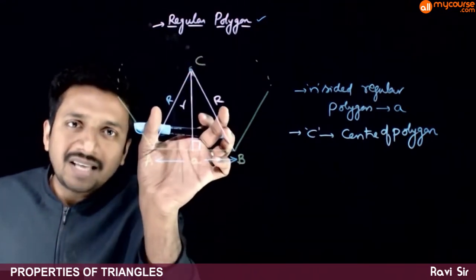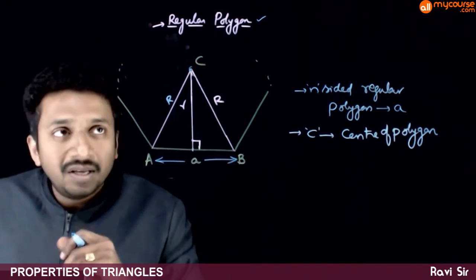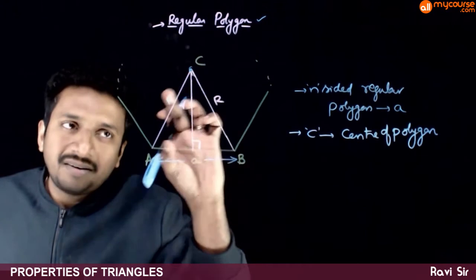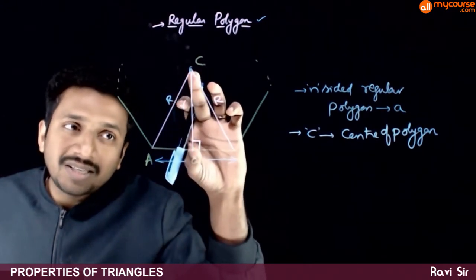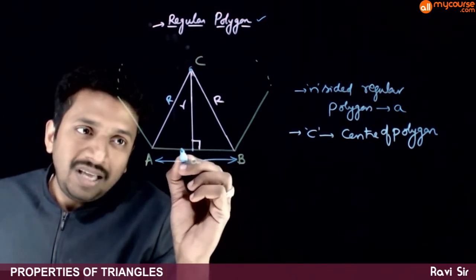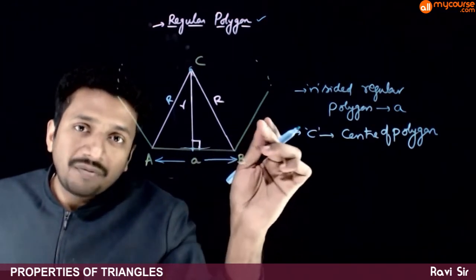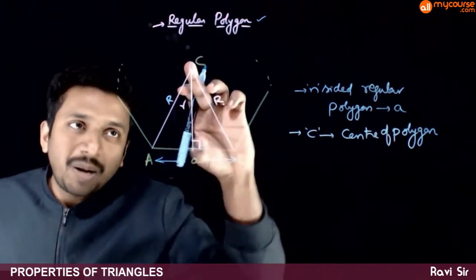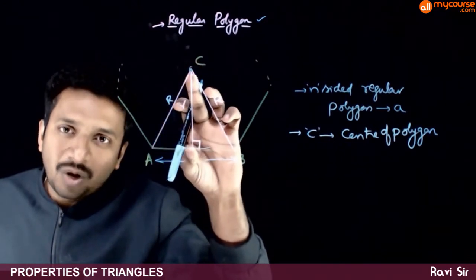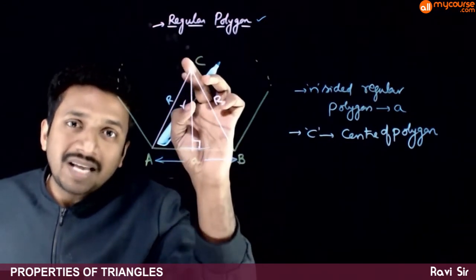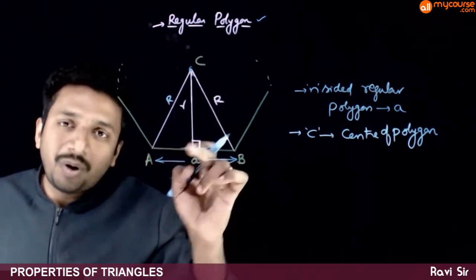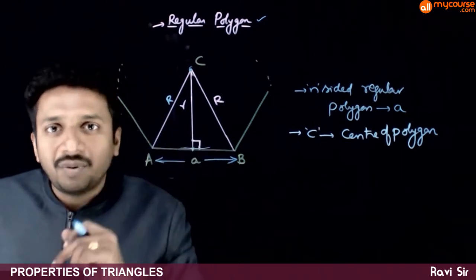So let us take this as capital R and this as small r. Now if you take C as the center and draw a circle with radius small r, that circle will touch each and every side of the polygon, because the perpendicular distance of C from each of these sides is equal to small r. So the circle with center C and radius small r will be the inscribed circle of the polygon. So r is the inradius of the polygon.